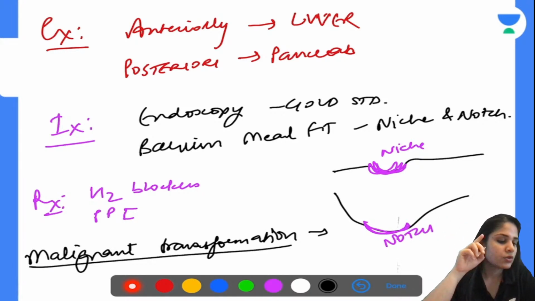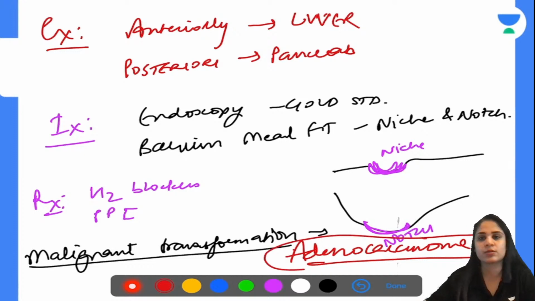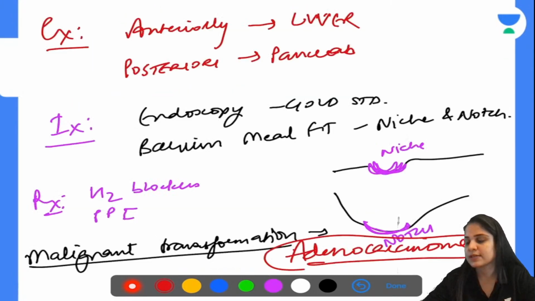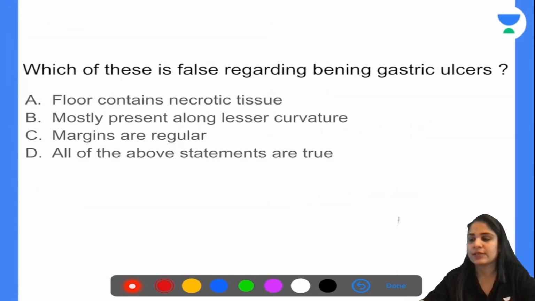Yes, very good. So, Dr. and Caffeine, you're correct. The malignant transformation of gastric ulcer takes place into an adenocarcinoma of the stomach. So this was all about gastric ulcers that you need to know. What are the different types? What is the most common site? What are the clinical features, complications, investigation, treatment, malignant transformation, and surgery. Everything about gastric ulcer is done.